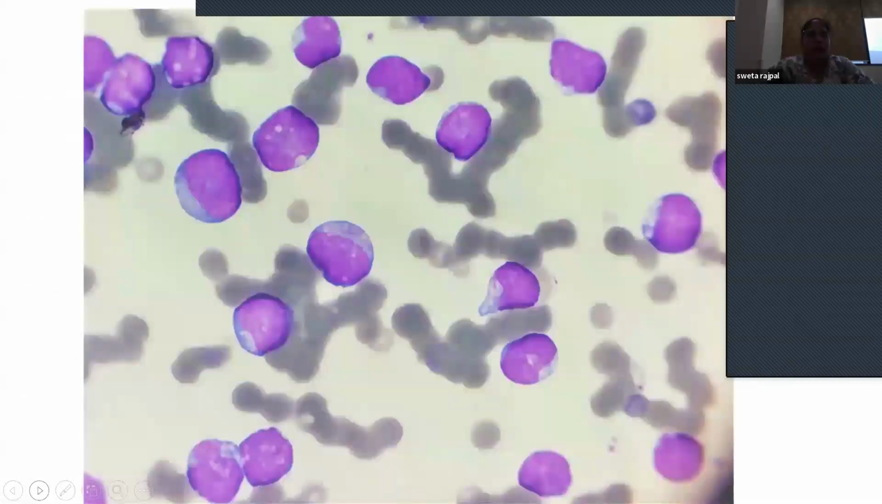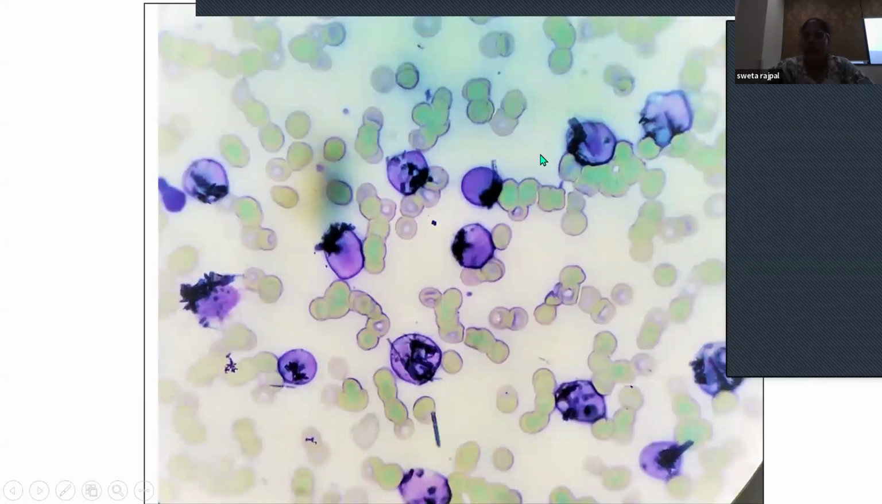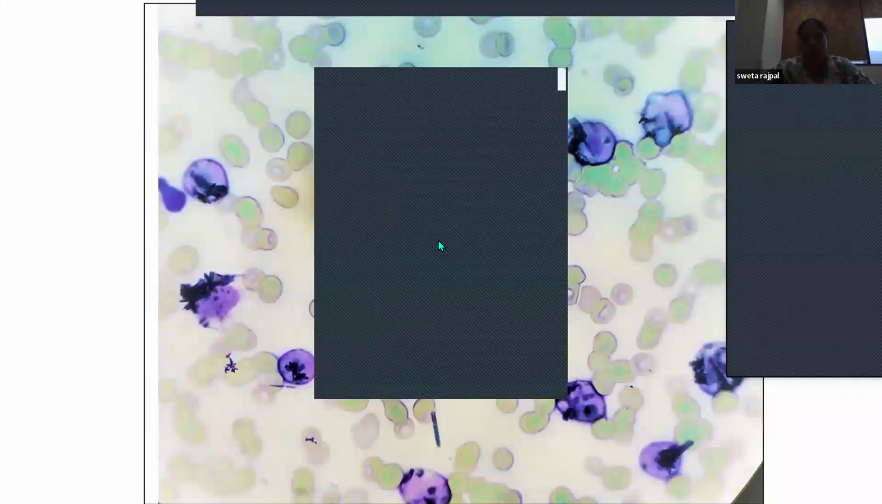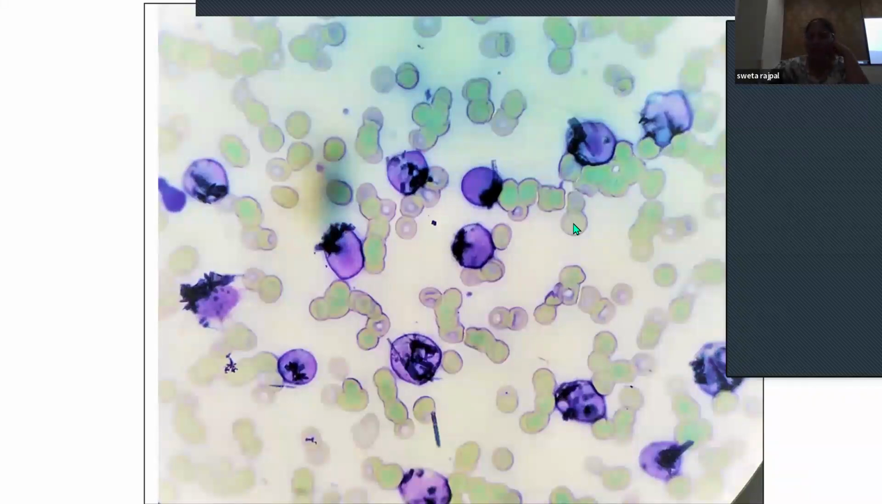Okay. So now at this point, we are seeing blasts that are having long slender Auer rods. And when we looked at MPO, we could see positivity. So all the blasts are showing positivity for MPO. Here, these are in the form of these black granules that we can see. So at this stage, can I call it AML? Auer rods are lineage defining. So yes, I can say that there should be myeloid lineage in this.